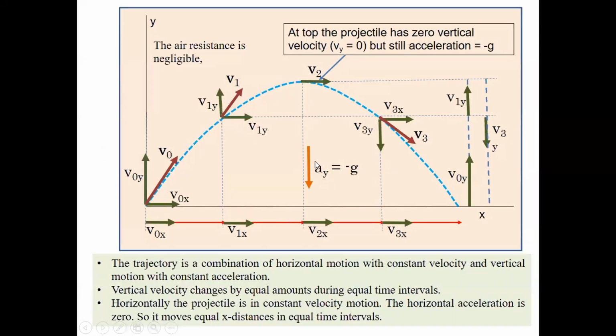Here I have shown the picture in which the components are being addressed. So let's look at this first. The air resistance is negligible. At the top of the projectile, there is 0 vertical velocity. At this point, it will not go further up. Therefore, its velocity component along the vertical direction will go to 0. It will have only the velocity component along the x-axis.